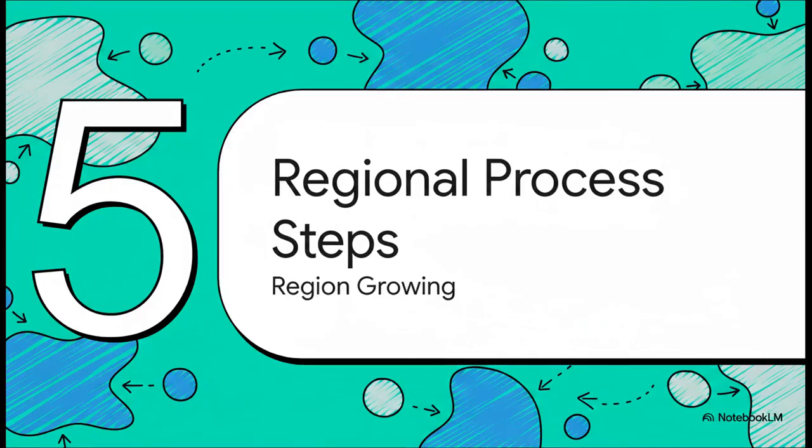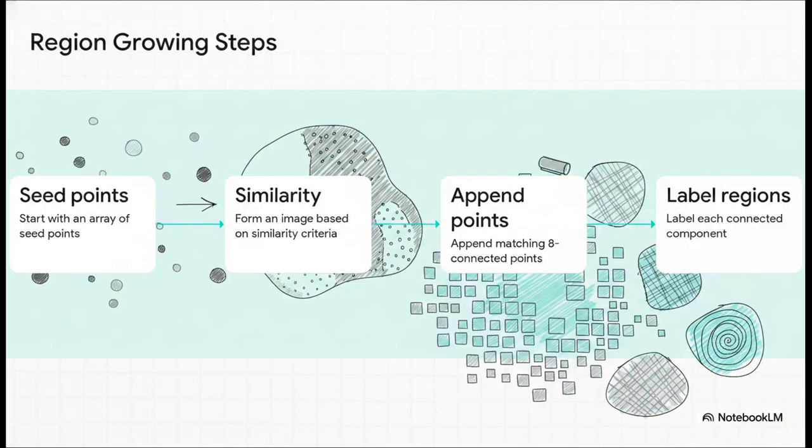Section 5. Steps of regional processing. Let's visualize this. Imagine spilling a single drop of water on a paper towel. That drop is our seed point. The algorithm evaluates the surrounding pixels, and if they share a specific color or intensity, it absorbs them. It recursively appends matching pixels that touch it horizontally, vertically, or diagonally, just blooming outward until it finally hits a boundary. Once it can't grow anymore, that entire connected component is locked in and labeled with a unique region label. And just like that, you've segmented an entire object right from the inside out.